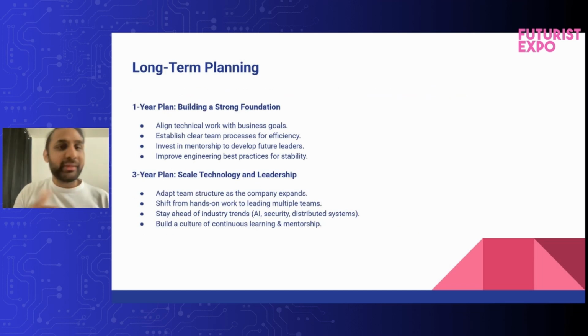Being a tech lead is not just about looking at what is going to happen today. They are more future looking. So they want to know what kind of things we need to do to scale the team and technology for the next few years. So usually they make two kinds of plans. For one year, they build a strong foundation where they align the technical work with the business goals.